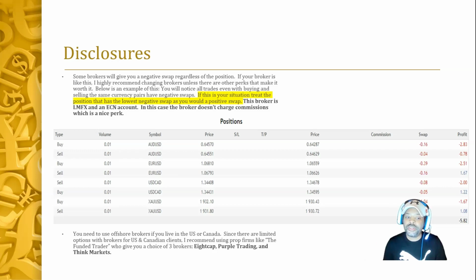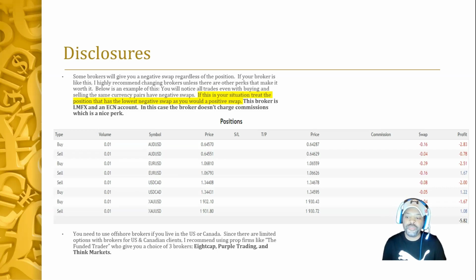But because this broker, I don't want to say they're ripping you off, but in a sense they kind of are. I would just have to treat this one as the positive swap, because this one it's only negative 0.04, whereas this one is 0.16. So in this case, my broker favors selling the Australian US dollar.